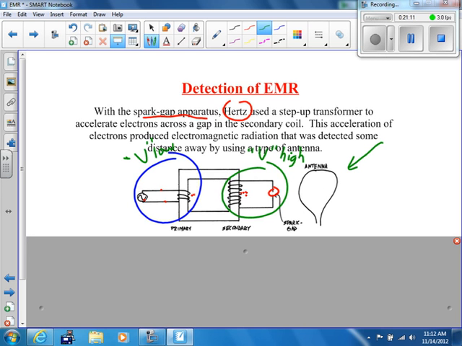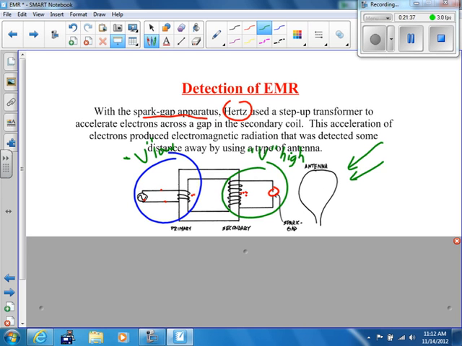So he fires up the apparatus. Okay, a low potential difference on the blue side, a high potential difference induced on the green side, causes the electrons to jump the gap and accelerate, and sure enough, this antenna gets a current registering in it. That means that there must have been EMR present. When you flip the switch off, no current in the antenna. When you flip the switch on, current in the antenna, and so on.